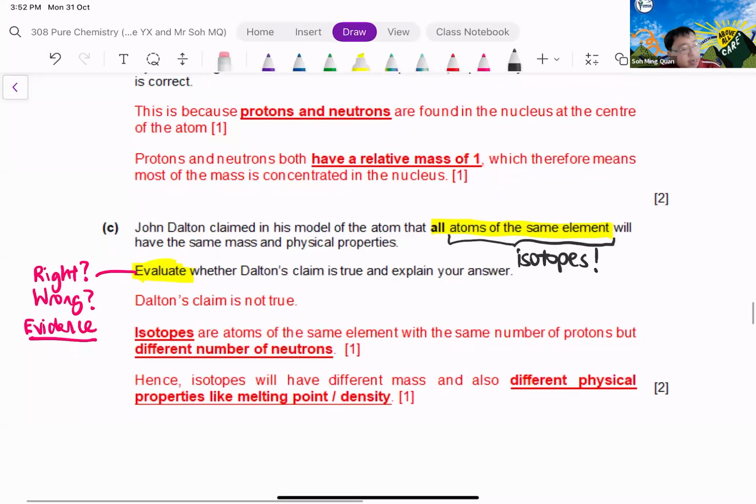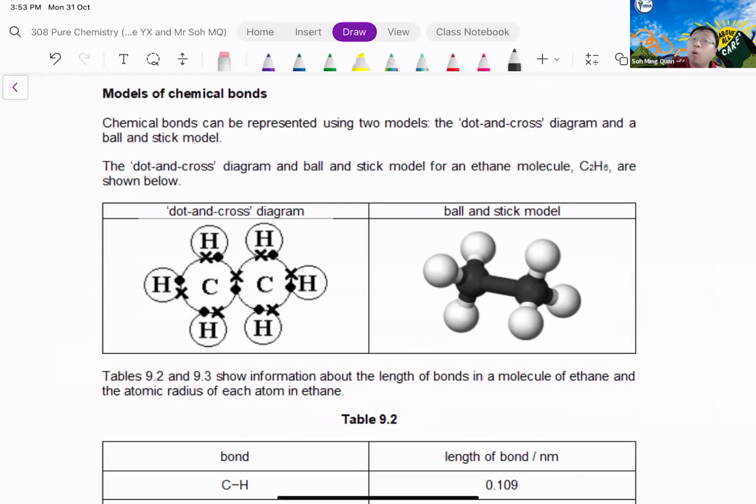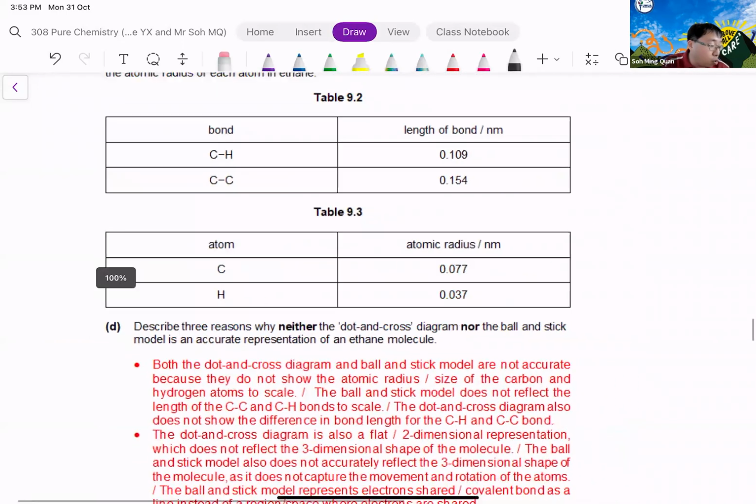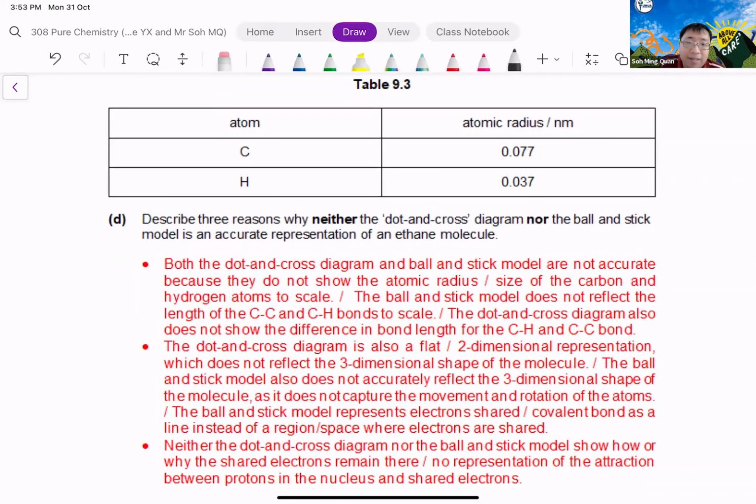Okay? Now the next one. Now the next question is the 2020 Pure Chem O-level question, where they gave these diagrams, which are models, and asked the students how come the models are not accurate representations of the molecule. There are so many reasons. There are so many. All right? But it all comes down to the fact that the models don't show the radius of the atom to scale. They don't show the length of the bonds to scale.